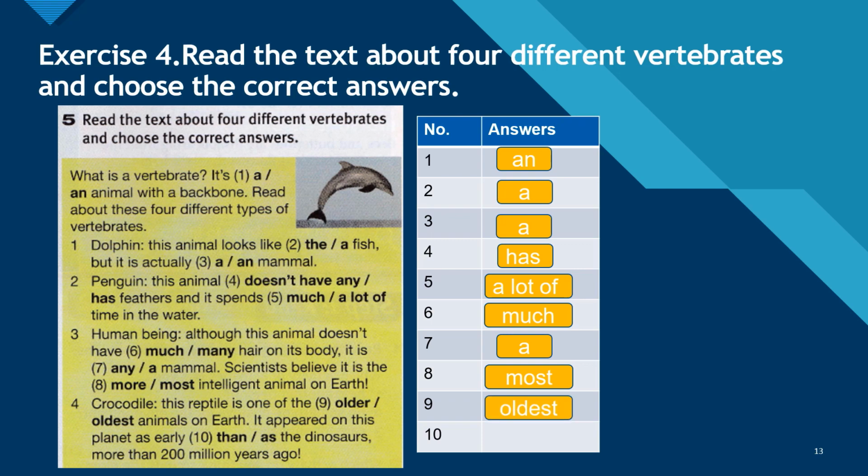It appeared on this planet as early as the dinosaurs. As you can see here, because the word is as, the adjective must stay in its base form: as early as the dinosaurs, more than 200 million years ago.